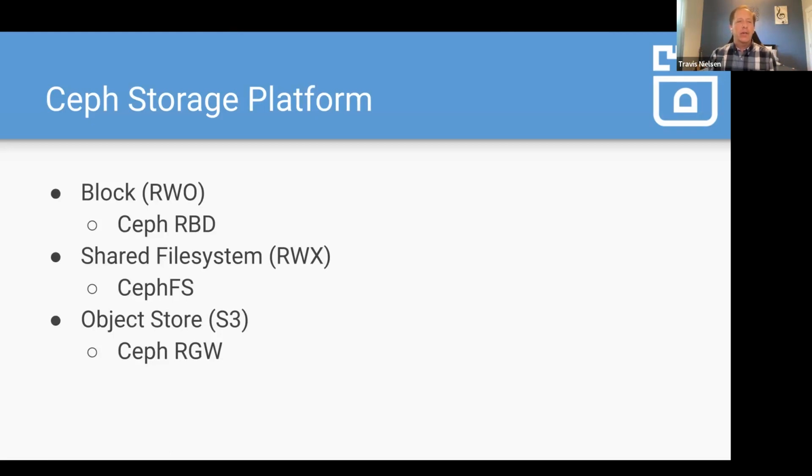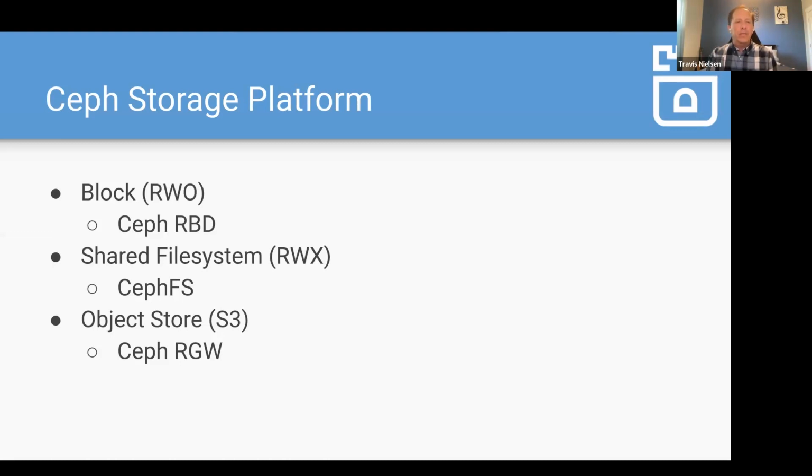So you've got block storage, which is read-write-once volumes. That's provided with Ceph RBD. So that's a single pod that needs a volume for its own use. There's no sharing in that case.